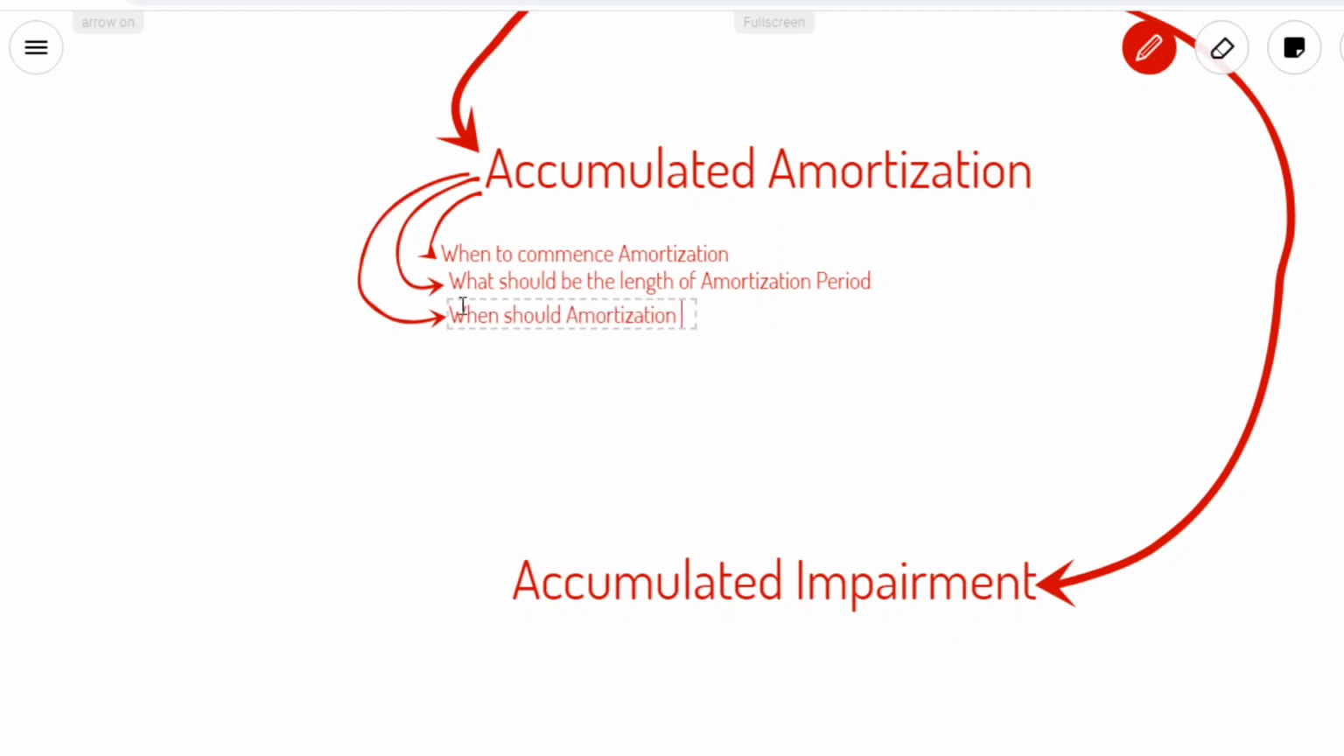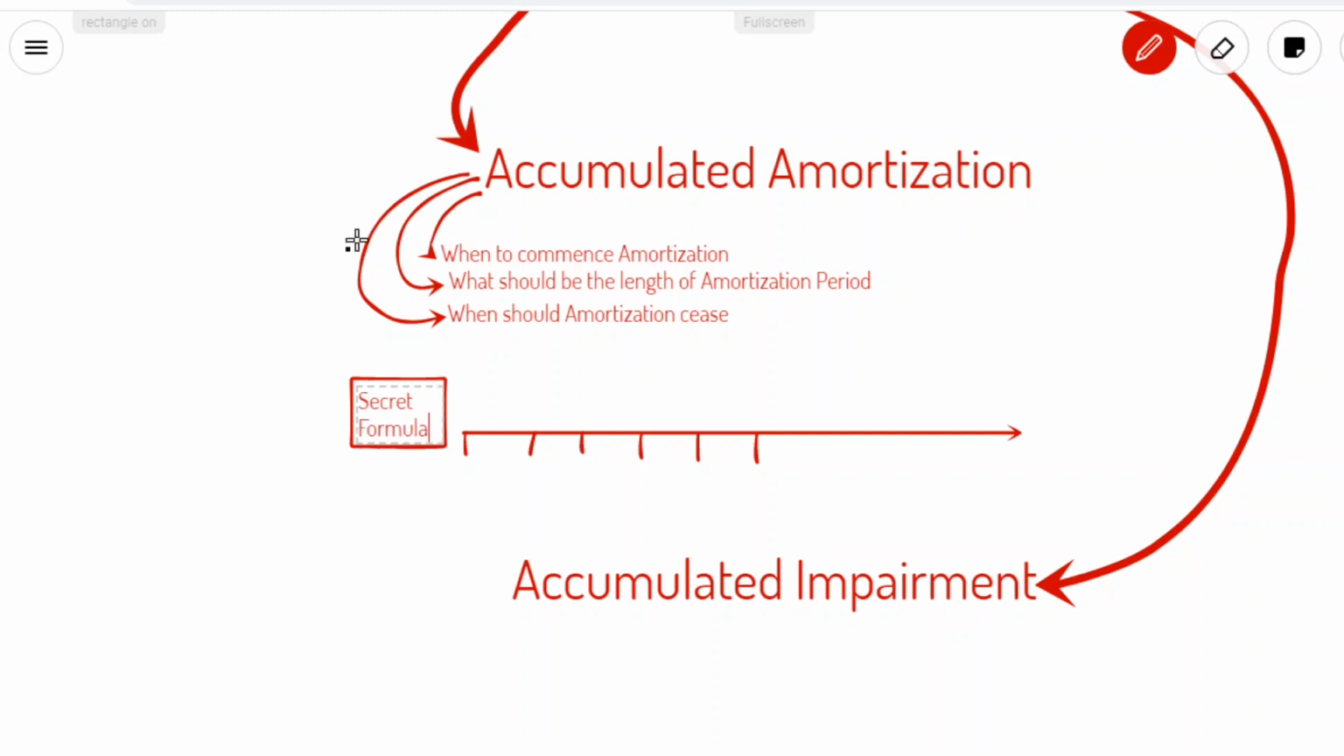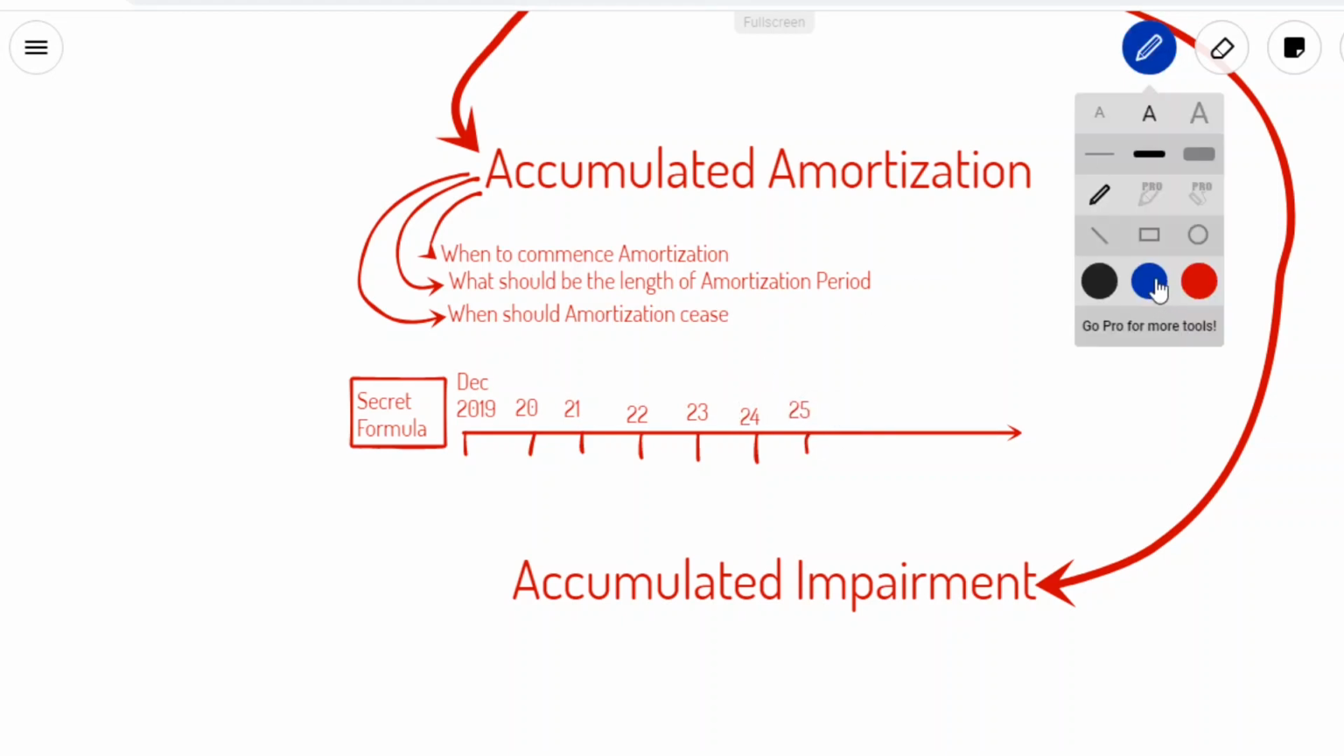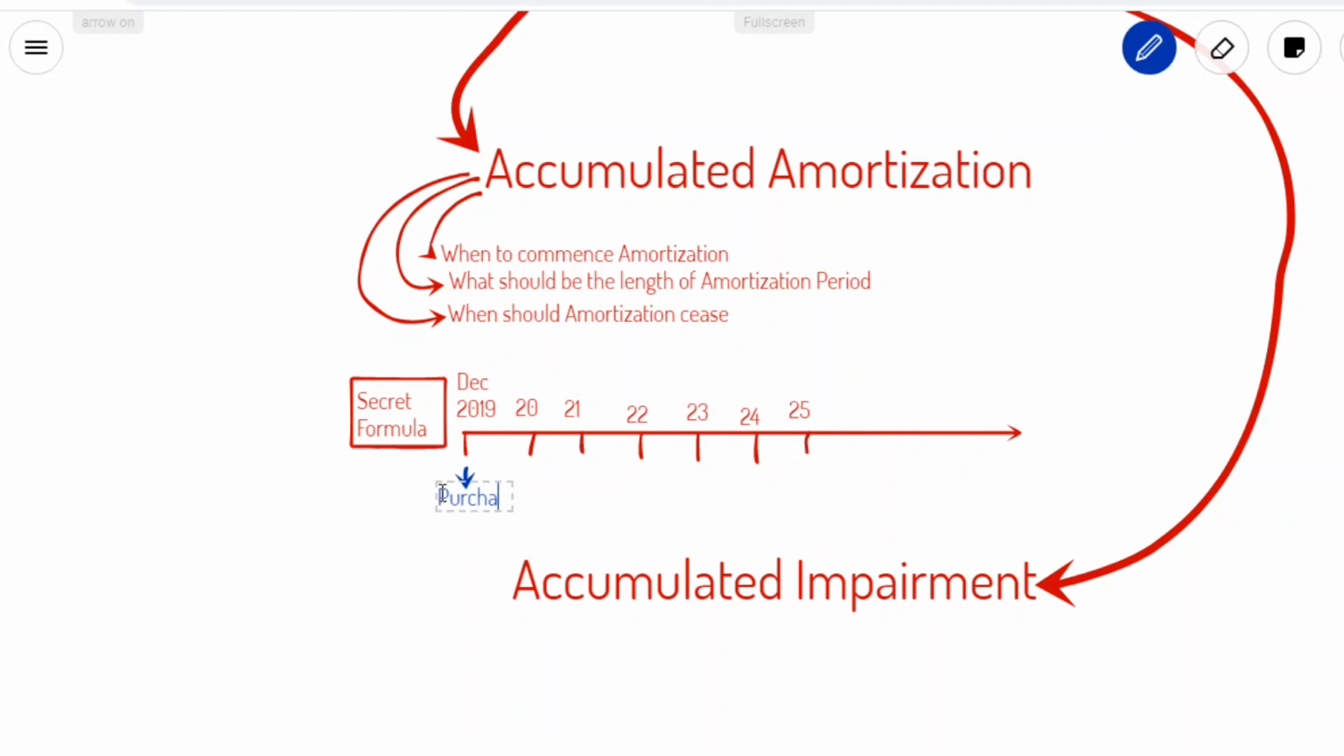So, for example, if I purchased an intangible asset in December 2019 and that intangible asset was available for use in December 2020, and I actually started using it in December 2021, when should the amortization period commence? Well, according to the standard, amortization shall begin when the asset is available for use, and by available for use we mean that it should be in the condition intended by the management for use.